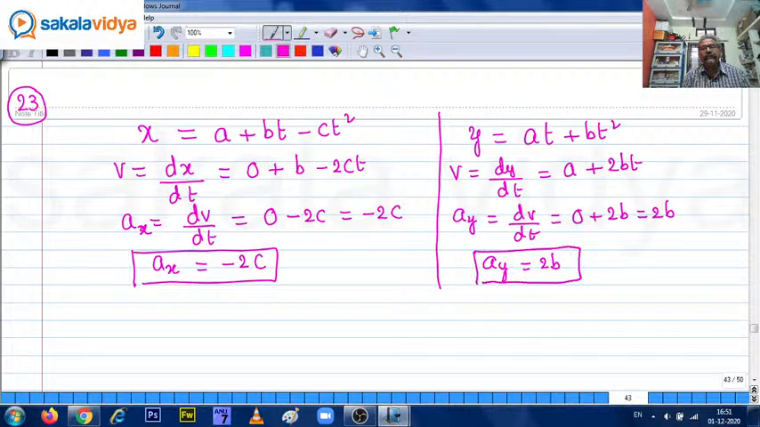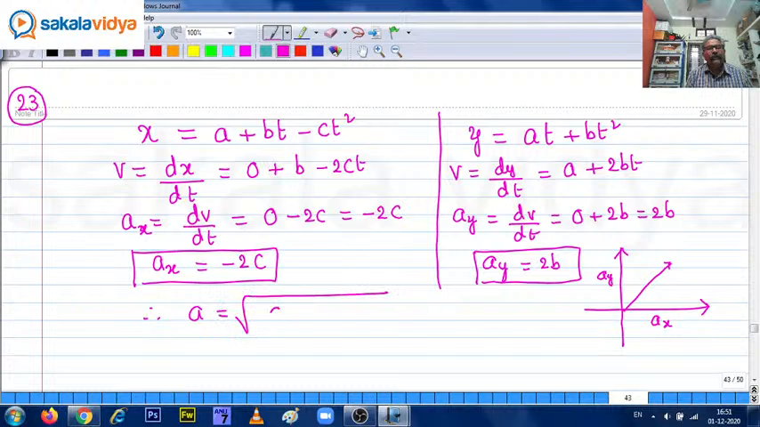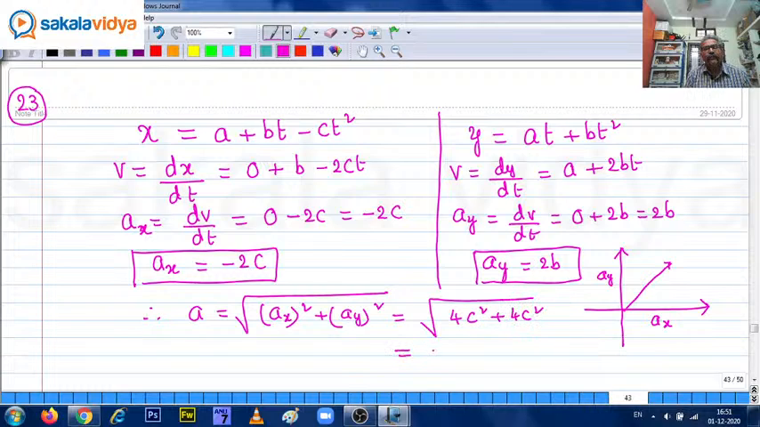Now the acceleration we need to find out. This is ax and ay, so we need to find the resultant. Resultant means a is under root of the x component acceleration square plus the y component ay square. So that equals root of minus 2c square, 4c square, plus 2b square, 4b square. Take 4 common, square root of 4 is 2. So 2 root of b square plus c square. This is the answer.